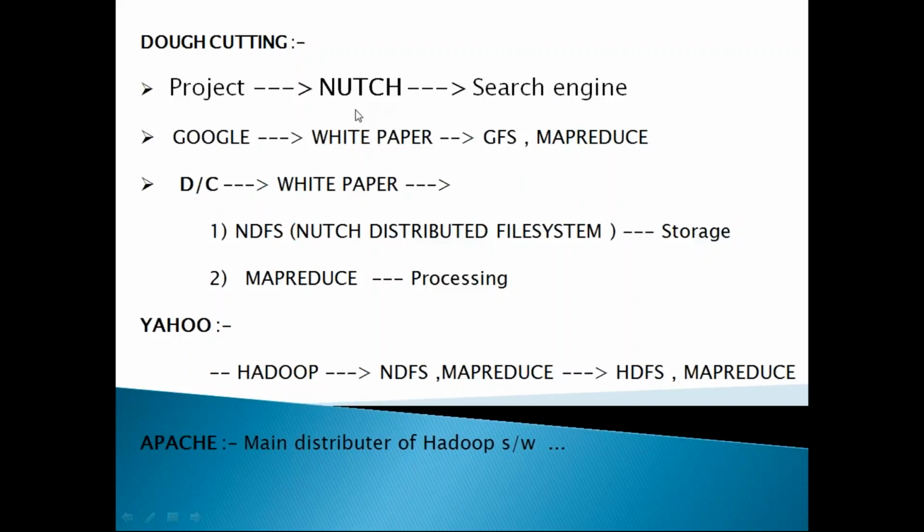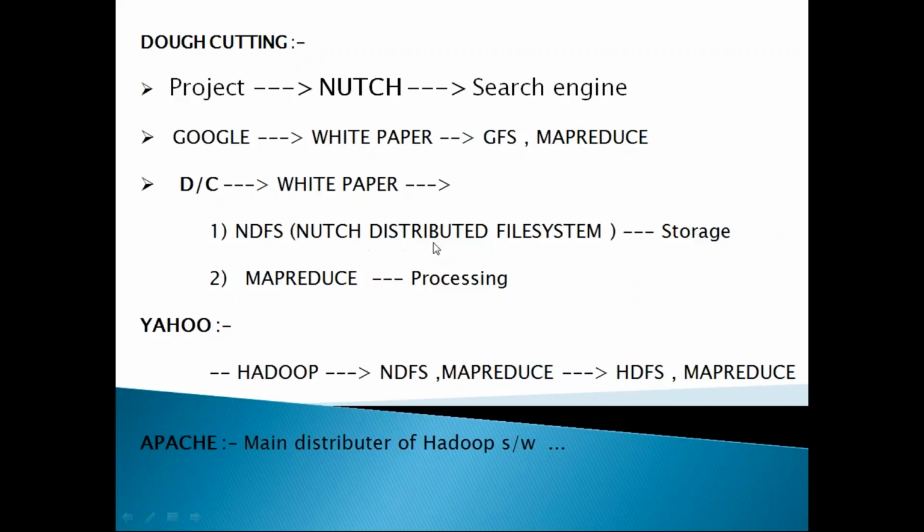Doug Cutting also faced the problems that Google faced, because Nutch was a search engine. What Google did in those days was write a white paper, a document on GFS and MapReduce describing how they work in the environment. Doug Cutting was inspired by this white paper, and he introduced his own file system for the Nutch project called NDFS.